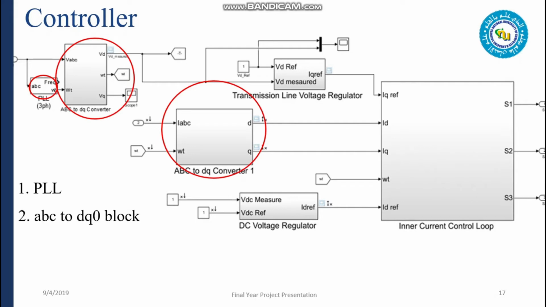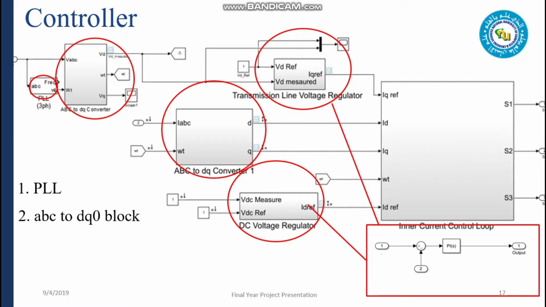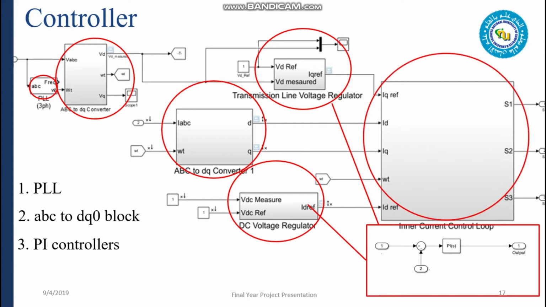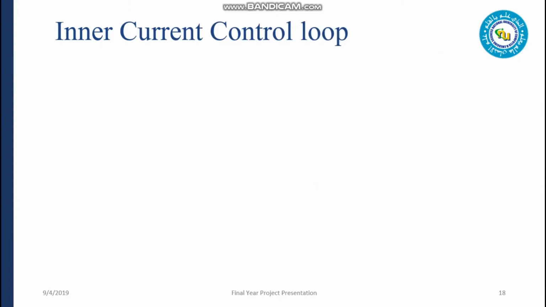The third and the fourth are these voltage regulators, but as you go inside them, it's only a general PI controller. So I can program a single PI controller and use it for both of these subsystems, but with a different value of the constants. The next and the last thing is the inner current control loop. Now let's see inside it and divide it further into different subsystems.